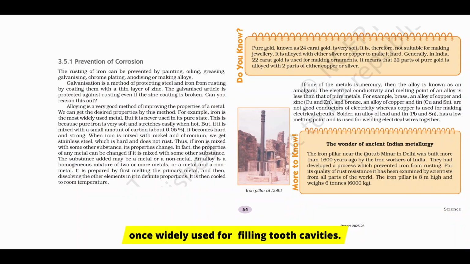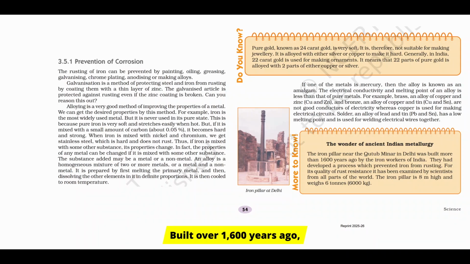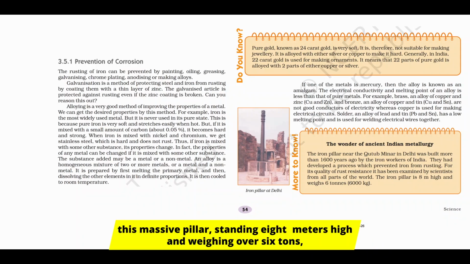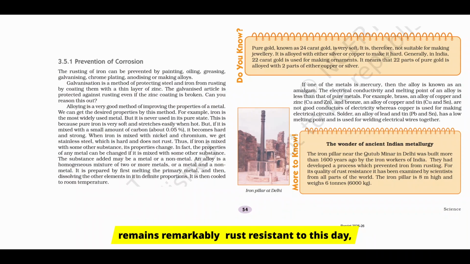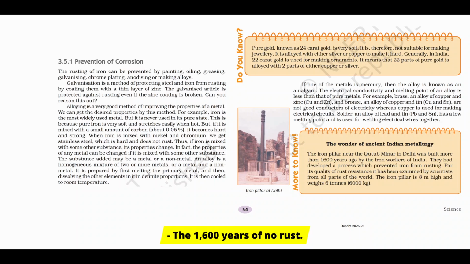And finally, speaking of alloys and corrosion resistance, a truly remarkable testament to ancient Indian metallurgy is the iron pillar at Delhi, located near the Qutub Minar. Built over 1,600 years ago, this massive pillar, standing 8 meters high and weighing over 6 tons, remains remarkably rust-resistant to this day, despite being exposed to the elements for centuries. 1,600 years of no rust.